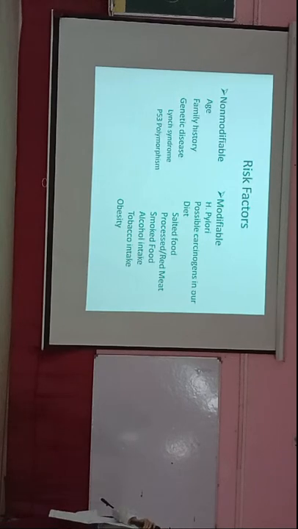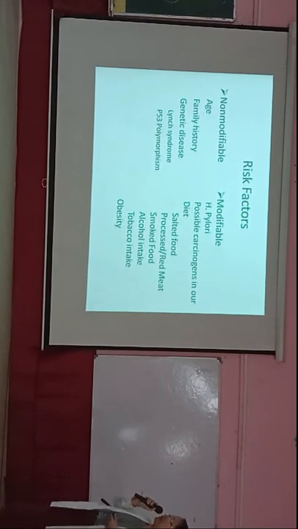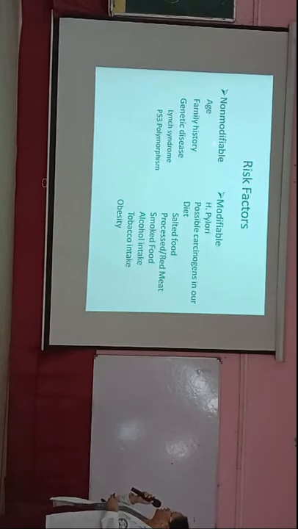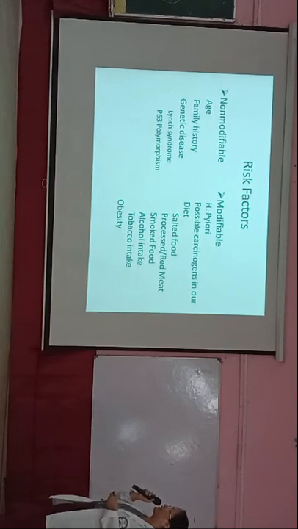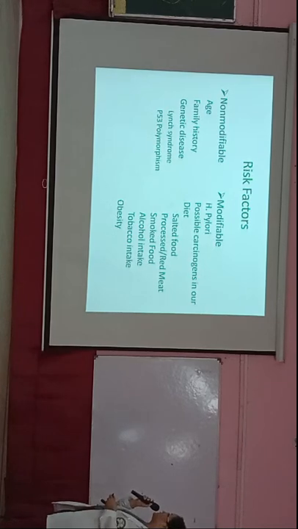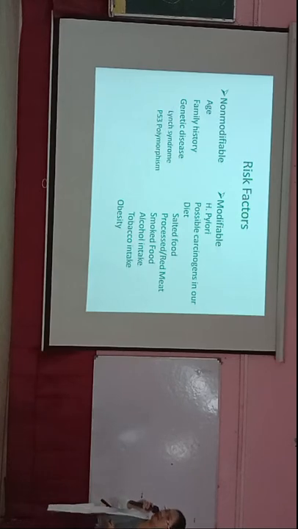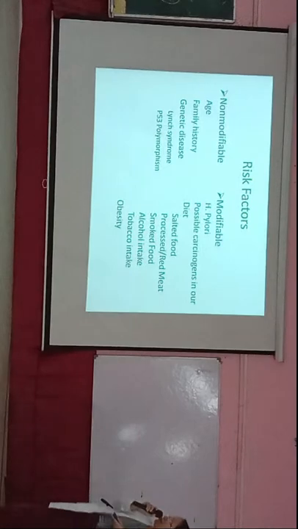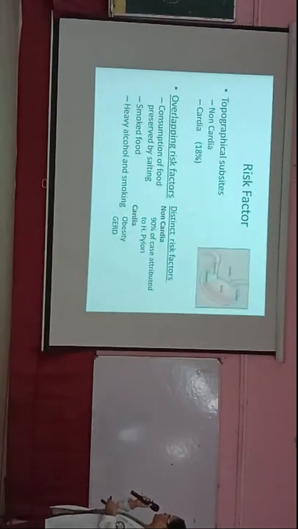So, coming to risk factors. Whenever we talk about risk factors, we divide them into two: non-modifiable and modifiable. Non-modifiable, obviously: as age progresses, the incidence of cancer will rise, and family history, genetic diseases like E-cadherin mutation or some polymorphism. Among modifiable risks, H. pylori infection, and then dietary factors like salted food, processed red meat, smoked food, alcohol, tobacco, etc. And lifestyle diseases like obesity or high BMI can also increase the risk.